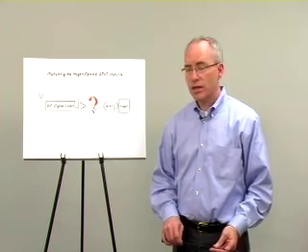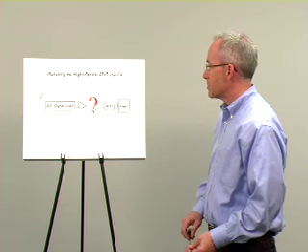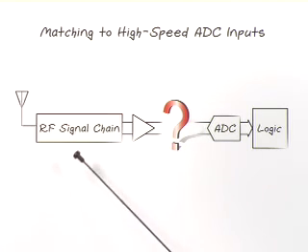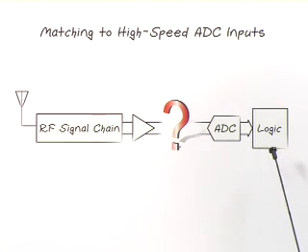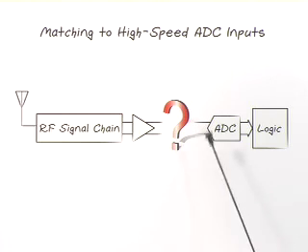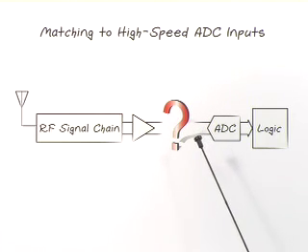Today I'm going to show you how to match a signal chain to a high-speed ADC input. In any high-frequency signal chain like communication receivers or a spectrum analyzer, there is a high-frequency portion of the design and a baseband section of the design where the signal is converted to the digital domain. The two portions of the design are stitched together at the ADC inputs.